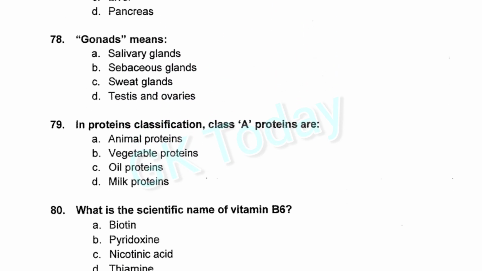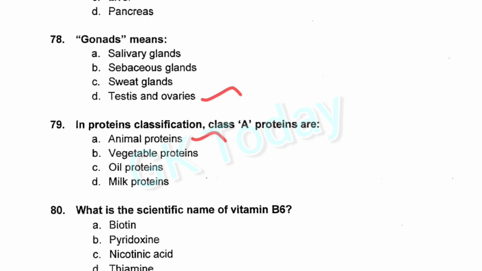78. Gonads means? Correct answer is option D, testes and ovaries. Gonads means testes and ovaries. Question number 79. In protein classification, class A protein are? Correct answer is option A, animal proteins. In protein classification, class A proteins are animal proteins.